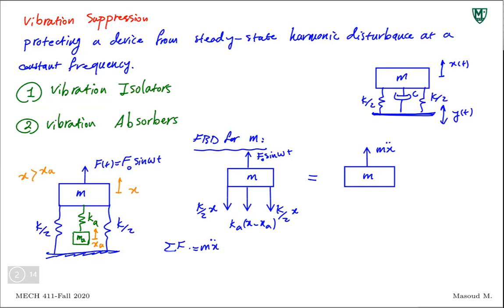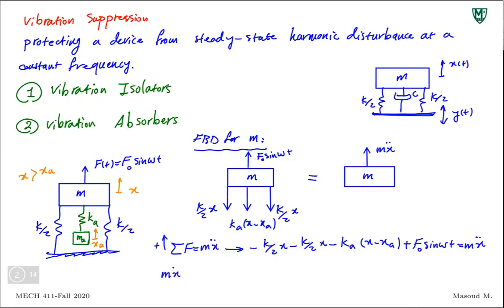I didn't even have to put anything there. I can just write the summation of forces. There is only one direction, so you know what I'm talking about. Let's take upward as positive. As we said, we always take the direction of the motion as positive. So that would be minus K over 2 x, minus K over 2 x, minus KA times x minus xa, plus F naught sine omega t is equal to M x double dot. If I move things around, I'll get M x double dot.